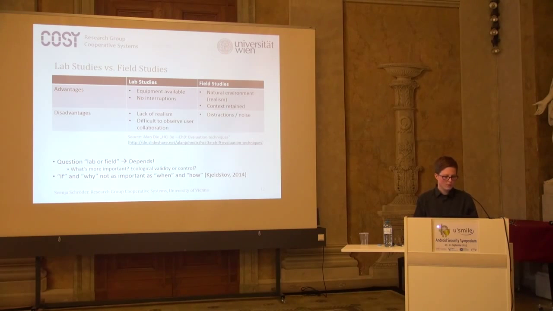What's more important, that it's as realistic as it can be, or do you want to control all the factors that can happen? I mean, if the user gets hit by a car while walking over the street and having a look at your app, I guess that's not the perfect control you can have in the laboratory. So you have different advantages and disadvantages. And the if and why is not as important as the when and how.